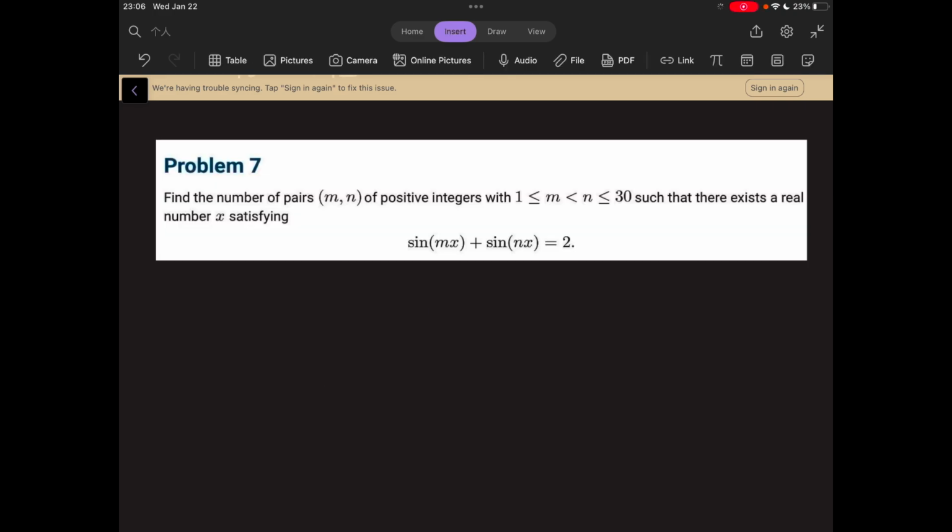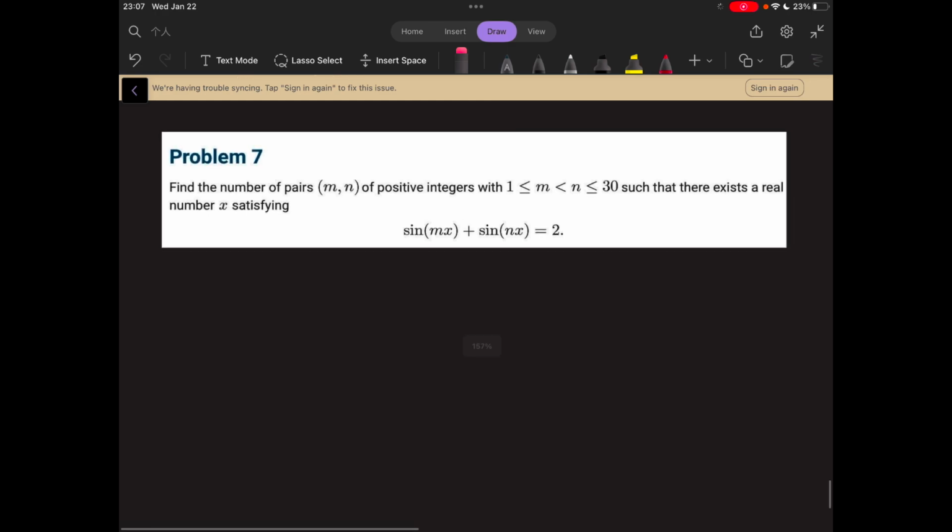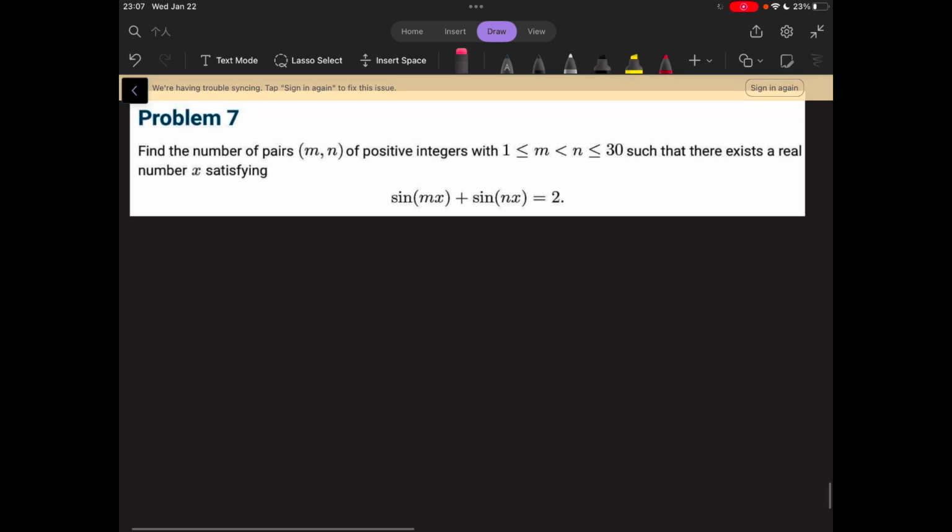Now in this question, we're given an equation with two sines, and their sum is 2. First of all, what will be the range of sine? Always remember, sine of whatever theta is always going to be between negative 1 and 1. If two sines have a sum of 2, then both of them have to be 1. No exception.